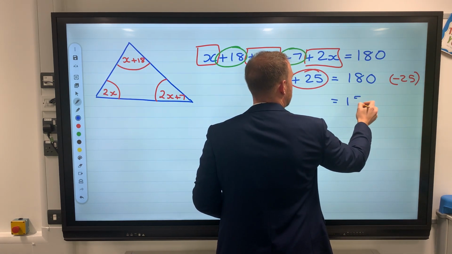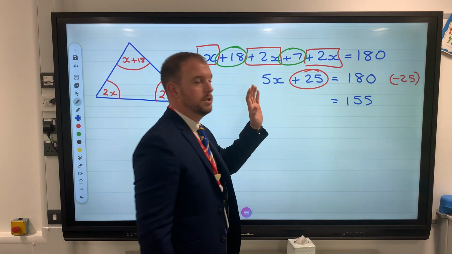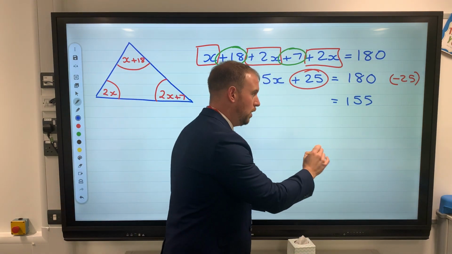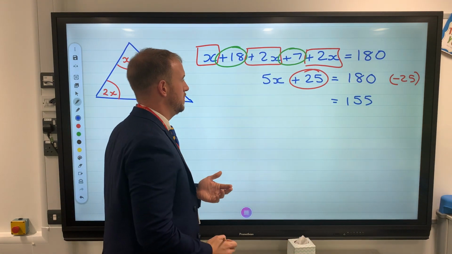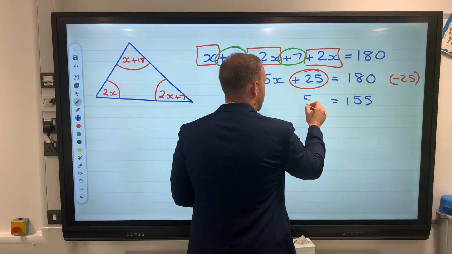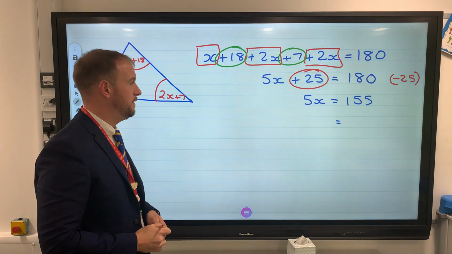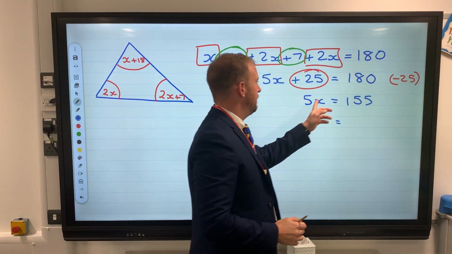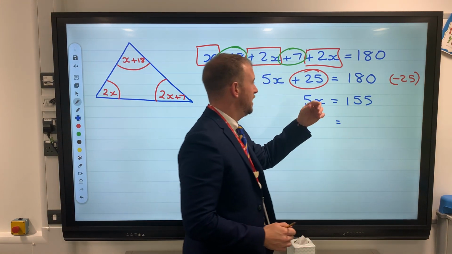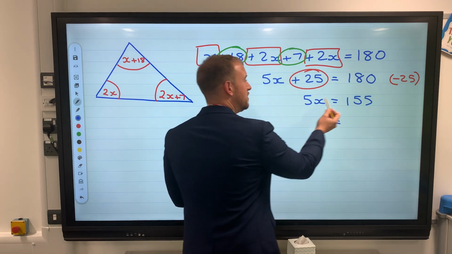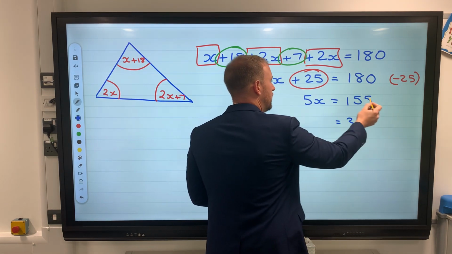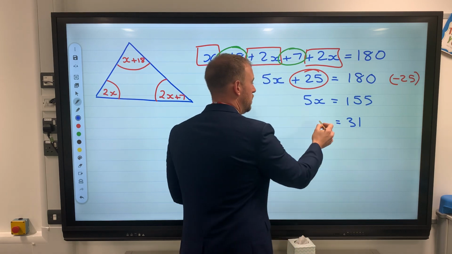which is 155. If you can't do that in your head, don't worry. Do the little column method on the side, and it's easy enough for you. I've now got 5x equals 155. Now to work out how many 5s go into 155, yes, it is quite straightforward. 5s into 15 is 3. 5s into 5 go once.